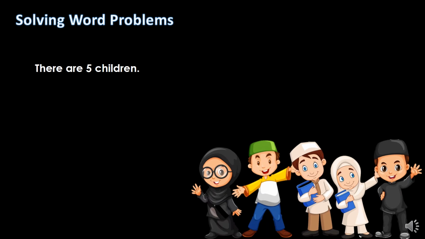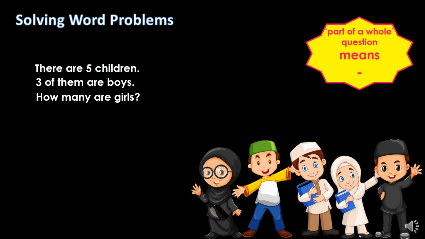Let's look at the first example of a word problem. Let's read together, shall we? There are 5 children. 3 of them are boys. How many are girls? This is an example of a part of a whole question because part of the 5 children are boys and the other part of the 5 children are girls. That means you need to minus.